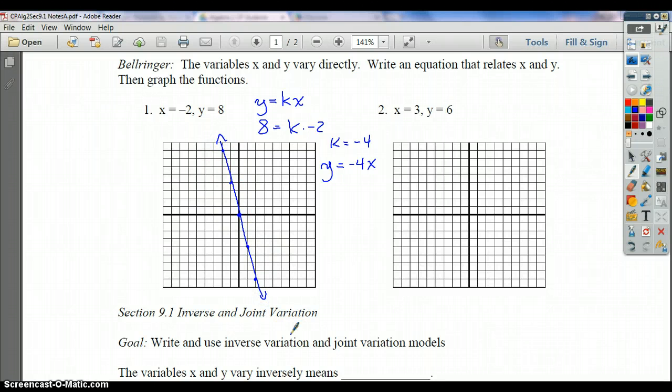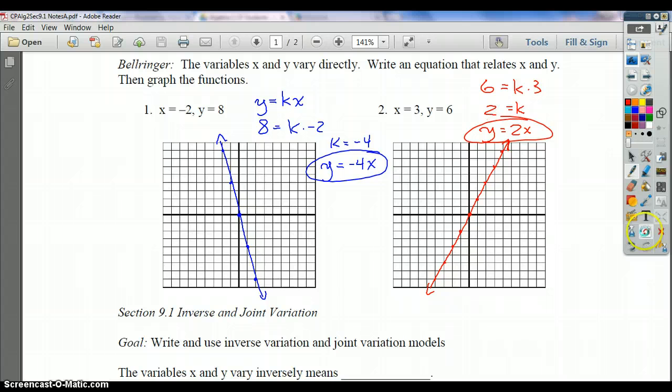Now, it says write an equation that relates x and y, then graph it. So there's my relation, and my graph is as follows. It's the same deal here. They vary directly. K is going to be 2 here. So y equals 2x. Starting at 0, 0, I'm going to slope of 2. Okay, so if I'm going backwards, it looks like such. And then I'm just connecting these with a straight line. Equation, graphs. There's your warm-up, okay?